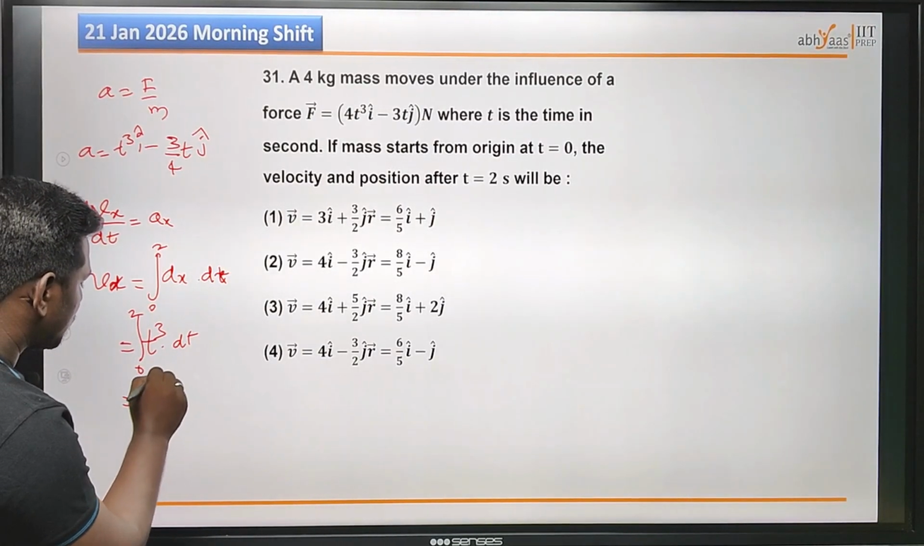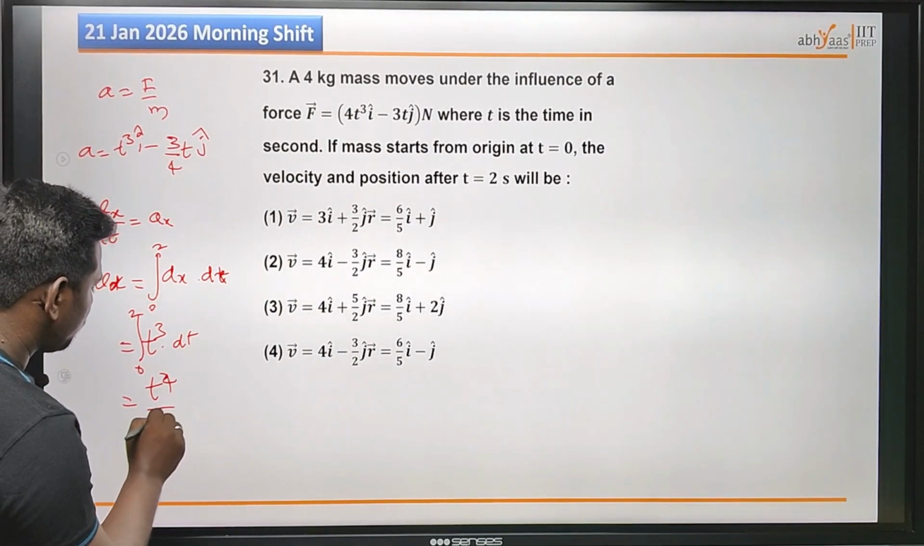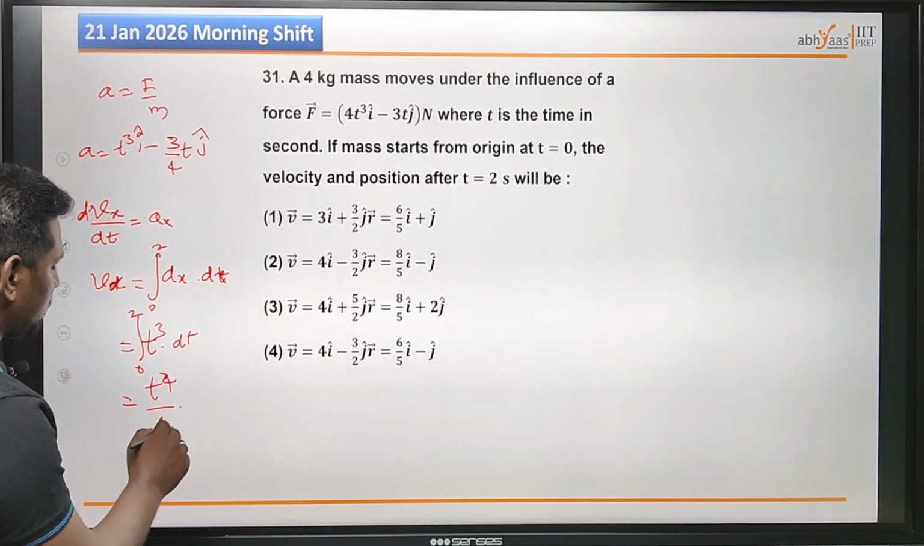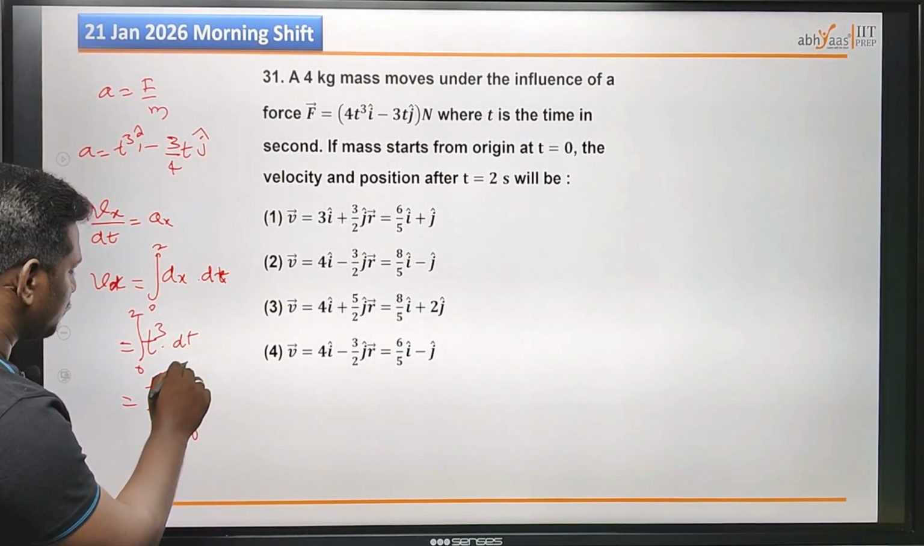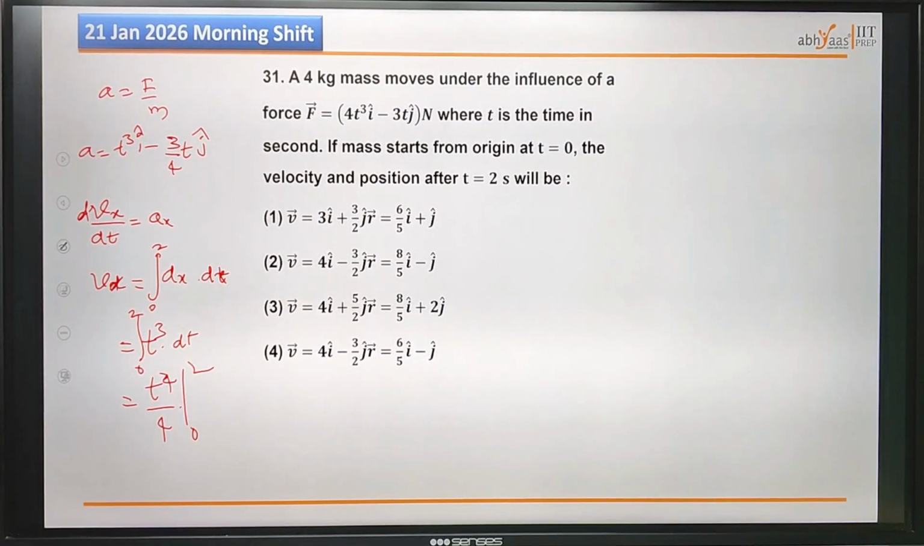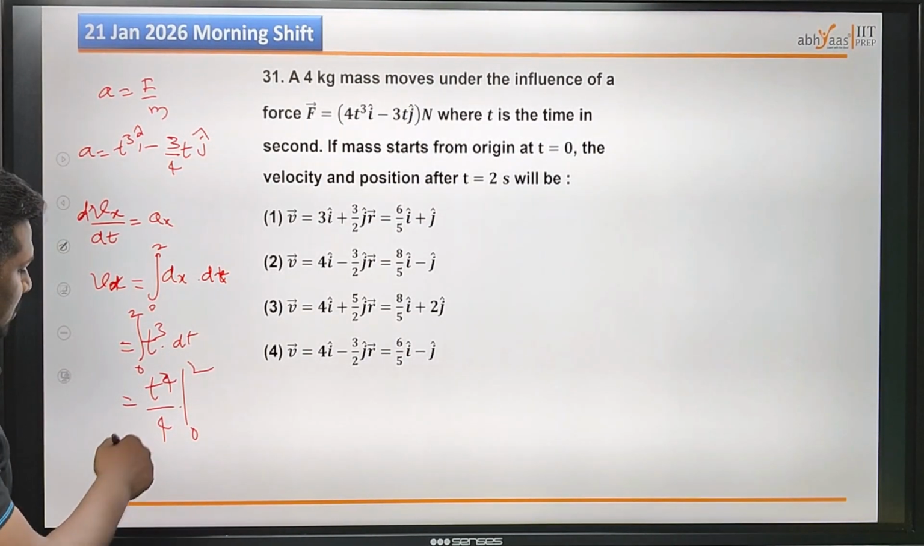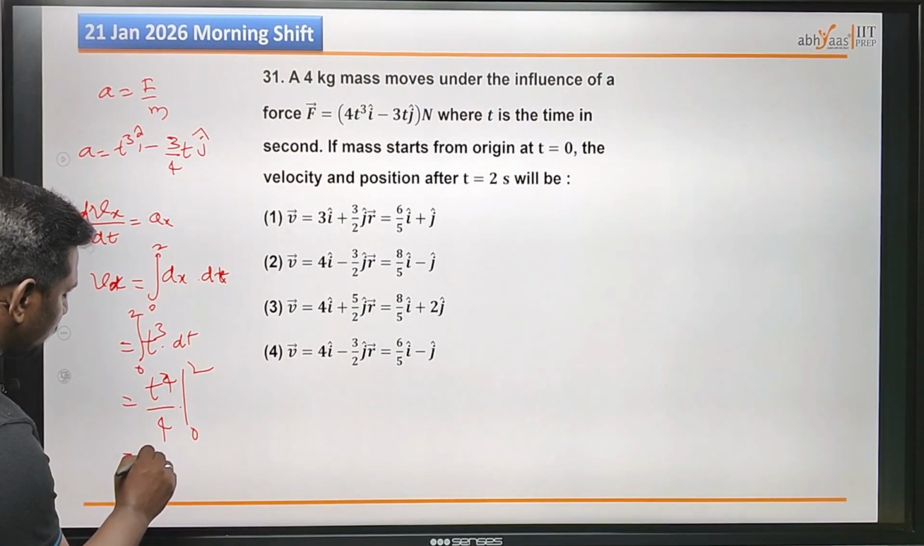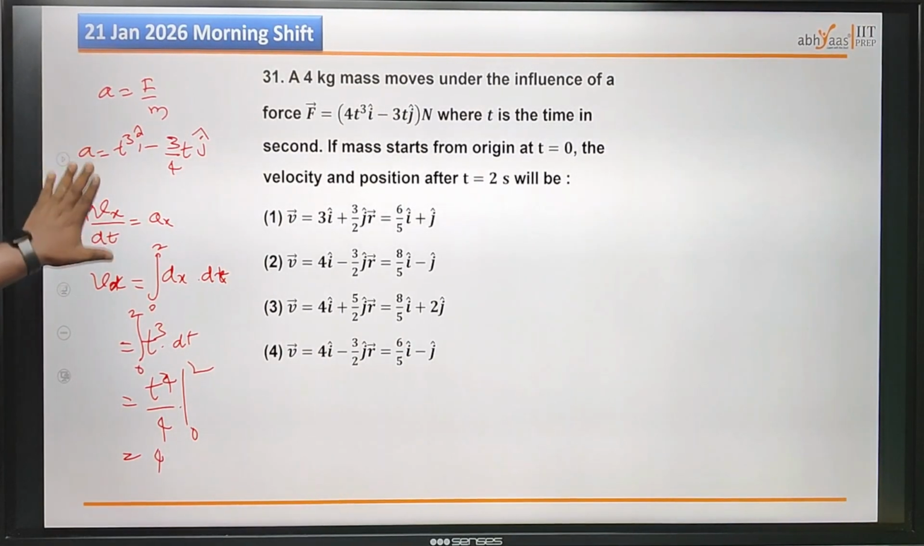So from this you can write it as t power 4 by 4, from 0 to 2. From this, what you are getting? 16 by 4, that is 4. This is for the x component.